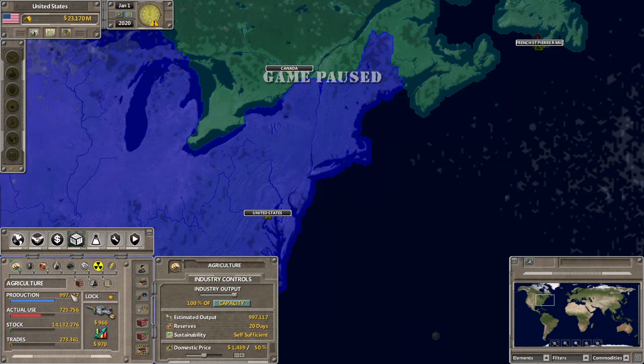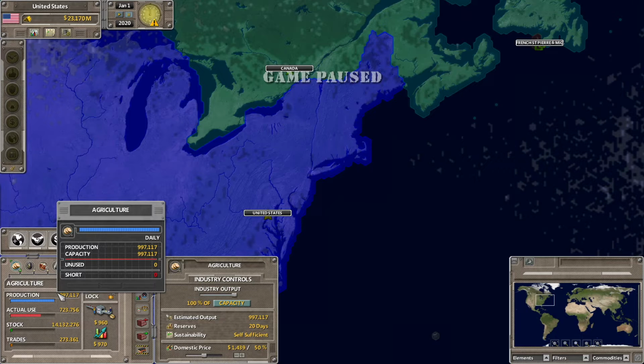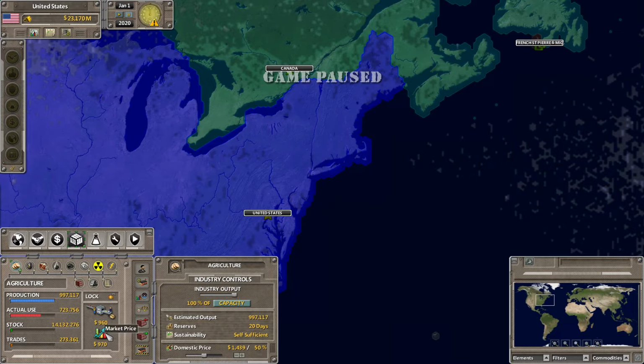And these numbers here roughly resemble the units. This is the market price. This is the price of the good on the world market, and it can be sold around this price, and that will lower or raise the price. It's a good comparison to see, hey, is this profitable to sell?